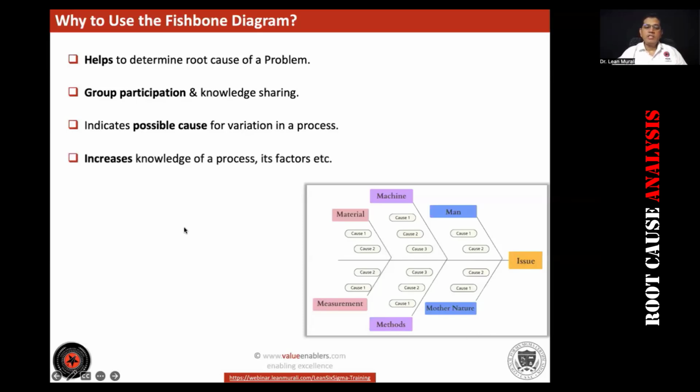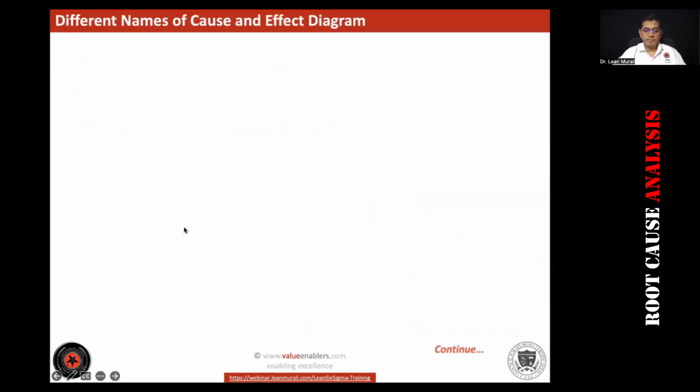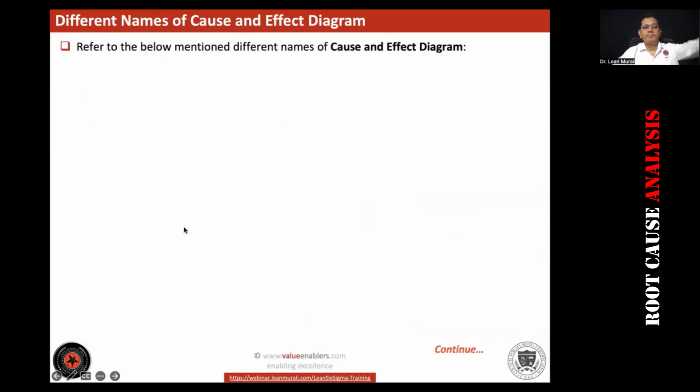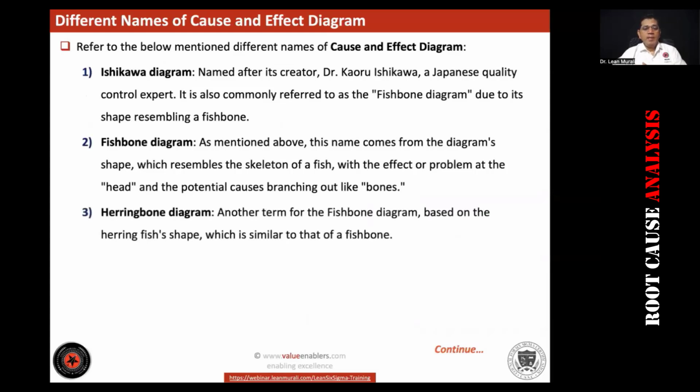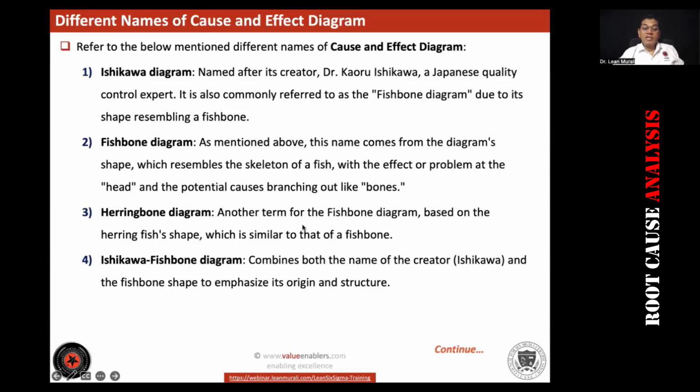So it increases the knowledge of the process. It identifies areas for further data collection. Okay, good. Now, the different names for the cause and effect diagram are Ishikawa diagram, fishbone diagram, herringbone diagram. Herringbone, I think, is the name of a fish. That fish typically looks like that maybe. Some people call it the Ishikawa fishbone diagram.